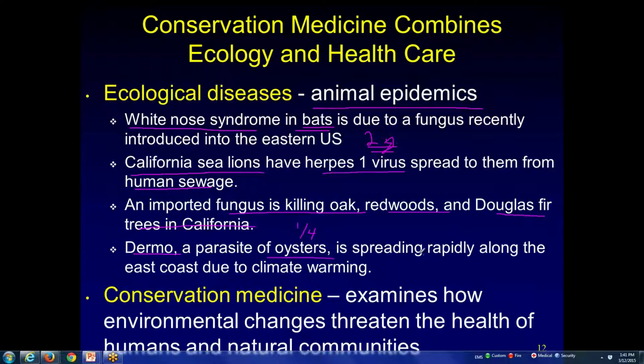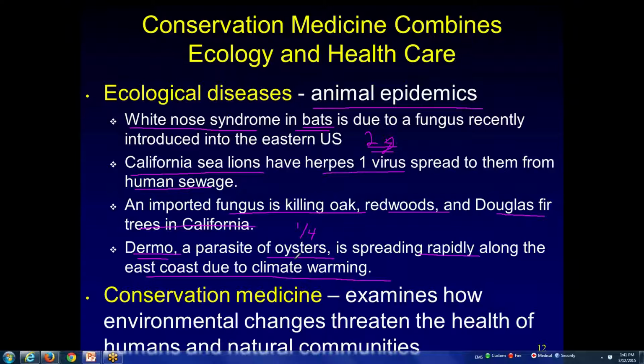Dermo, a parasite of oysters, is spreading rapidly along the East Coast due to climate warming. Dermo was only in the Gulf of Mexico, just say 20, well, I guess it was more like 70 years ago. This protozoan started out in the Gulf and then worked its way up the East Coast. We think as the Atlantic has warmed due to climate change, the parasite has been able to work its way up the coast, and now is even found in parts of Maine. They found it in the oysters. It just wipes out oysters, guys. Doesn't hurt us, but kills them. So ecological diseases have been a major problem.